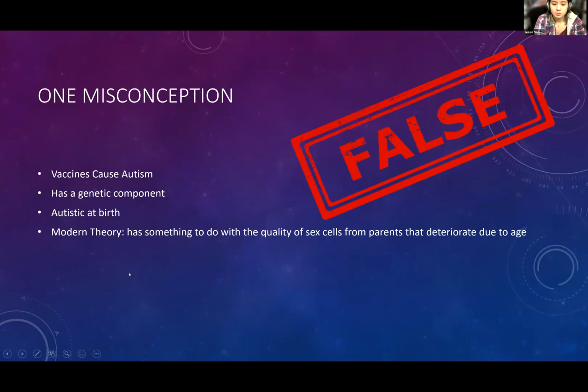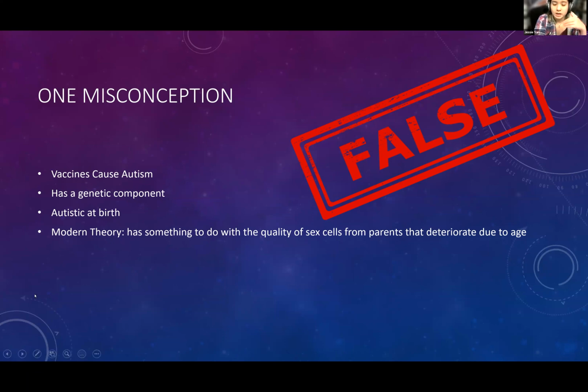One common misconception is that vaccines cause autism. This was falsely publicized in a journal article where the author said that vaccines are the root cause of autism. Autism is believed to actually have a genetic component. It's present at birth, and if anything environmental is affecting it, it was present prenatally.